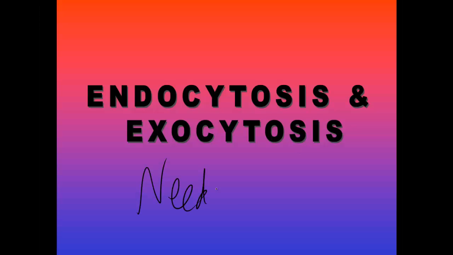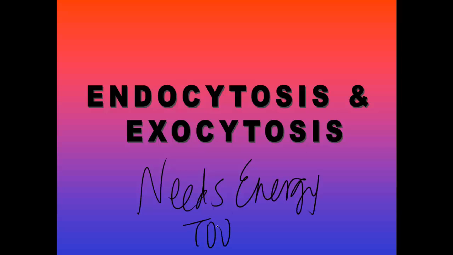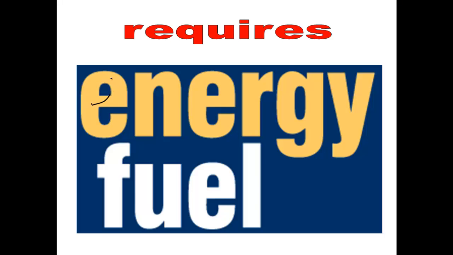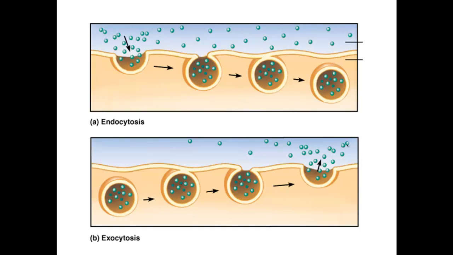The last thing we'll talk about today also requires a lot of energy, and that's endocytosis and exocytosis. And the reason we need a lot of energy is because we're moving some really big molecules, much bigger than any we've talked about so far. So we need energy to do this. So we get that ATP from the mitochondria.